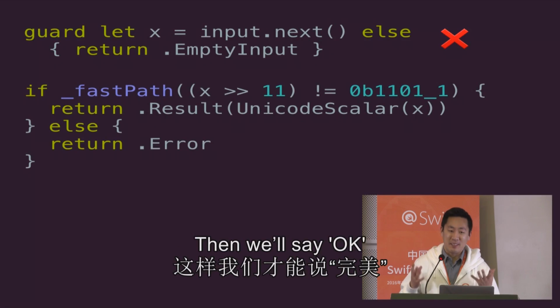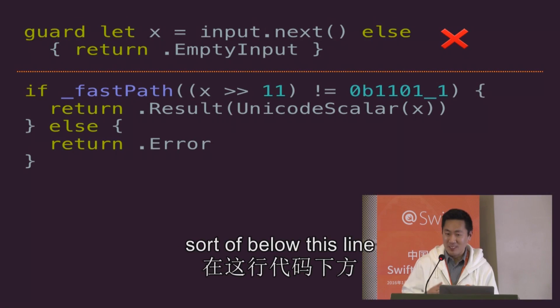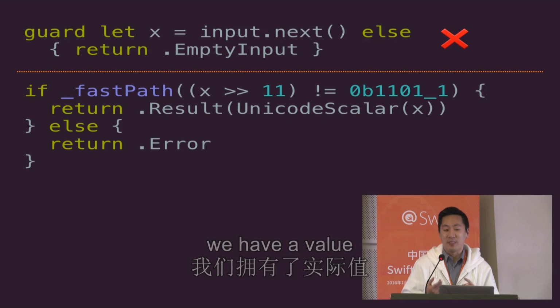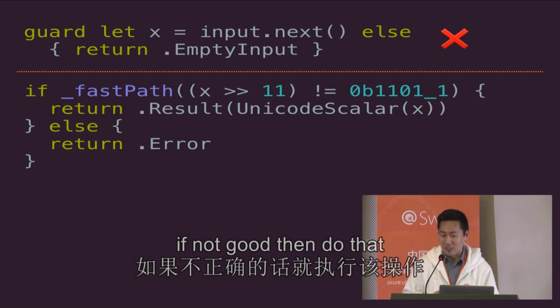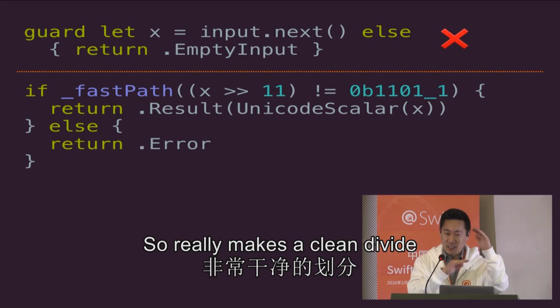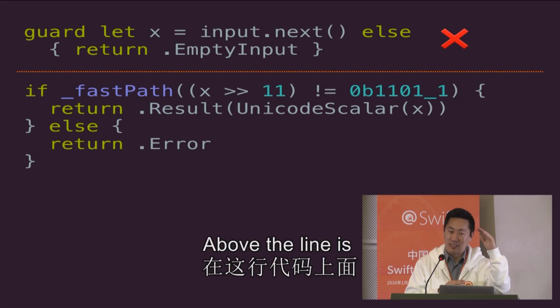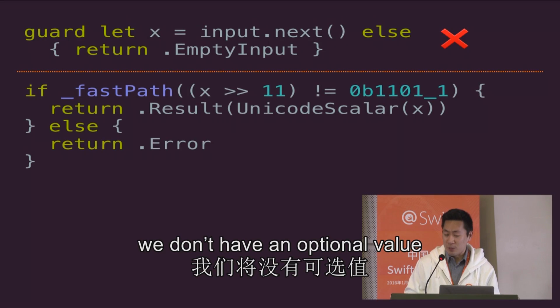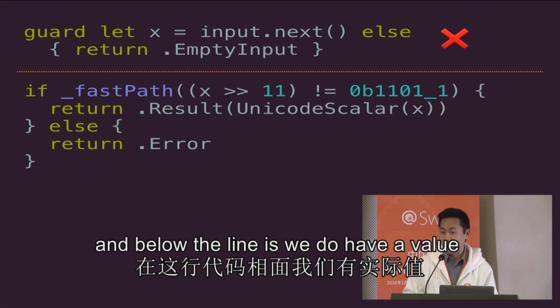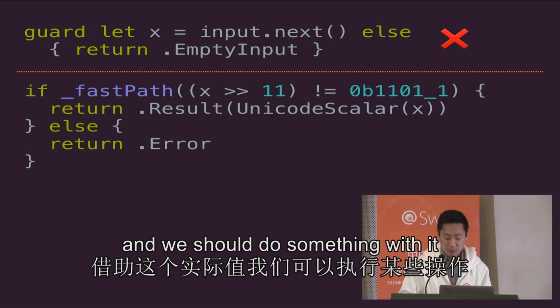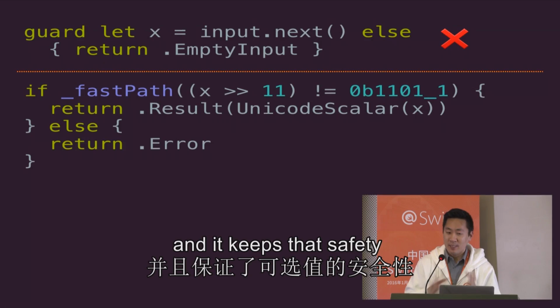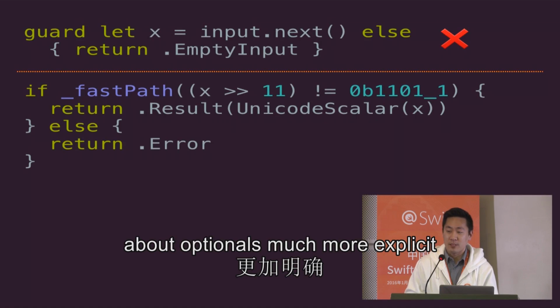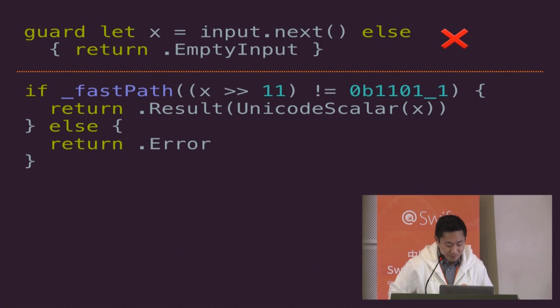Now, below this line, we have a value. So now let's do the check fast path, check the bits. If it's good, do this. If it's not good, then do that. So it really makes a clean divide, right? Above the line, we don't have an optional value, it's nil, and below the line we do have a value, and we should do something with it. So again, I think this style makes it a little more clear, and it keeps that safety about optionals much more explicit.